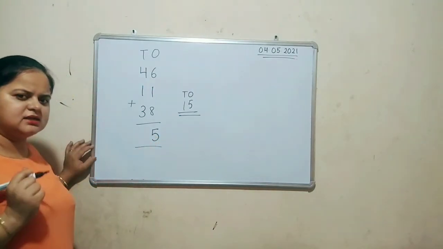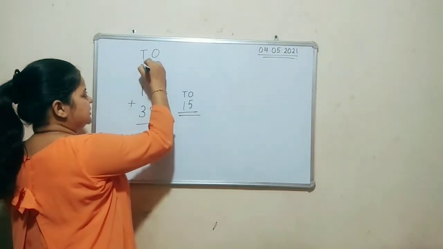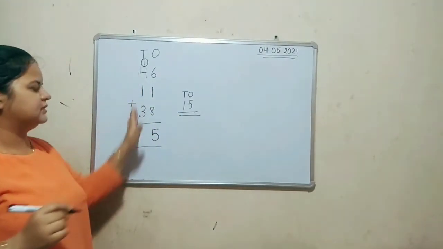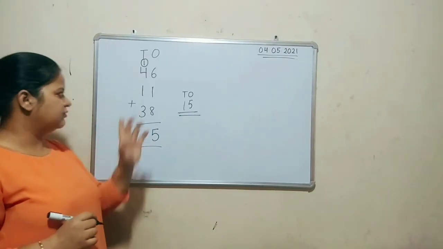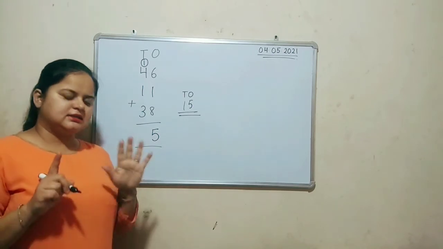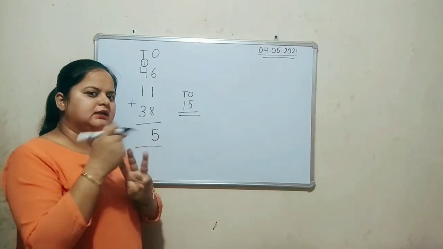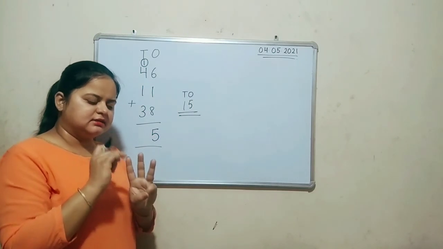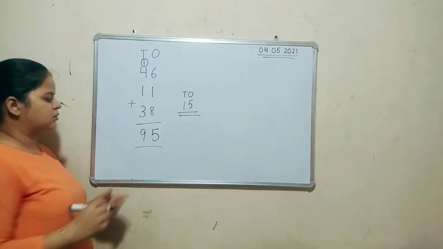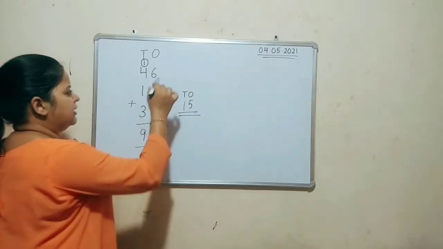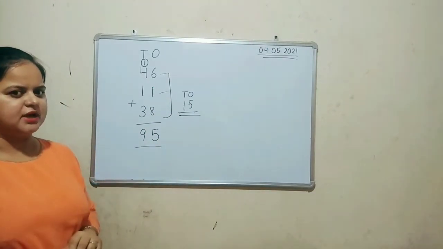So 1 कहाँ जाएगा? Here we will write the 1 on the top of these digits. 4 and 1, 5. 5 and 1, 6. 6 and 3. 6 के बाद 7, 8 and 9. So we have added these 3 numbers and the sum is 95.